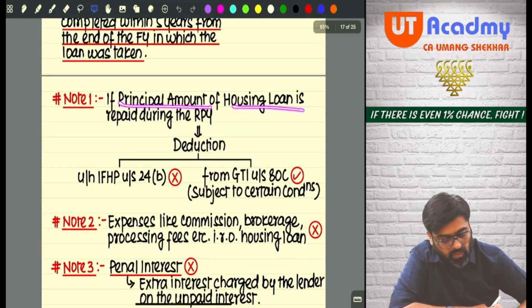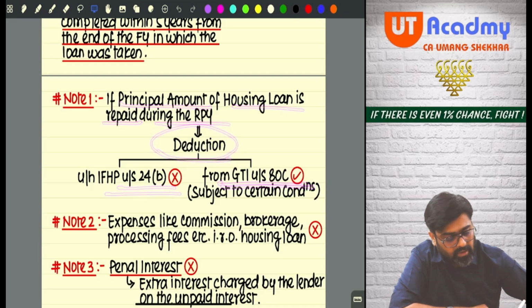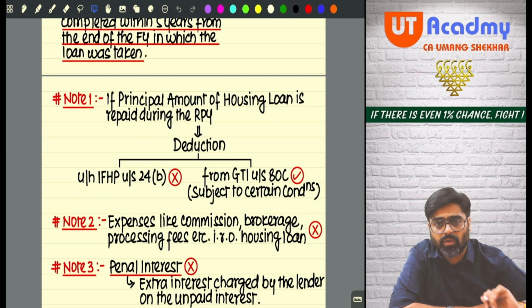Next one. Principal amount of housing loan is repaid during the previous year. Deduction under 24B is not available. Rather, it is allowed under 80C subject to fulfillment of certain conditions. This I just now told you.